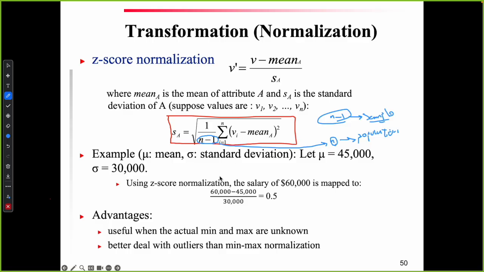So let's see an example. Let's say mu is the mean and sigma is the standard deviation, and let your mu be, for example, 45,000 and your standard deviation be 30,000.